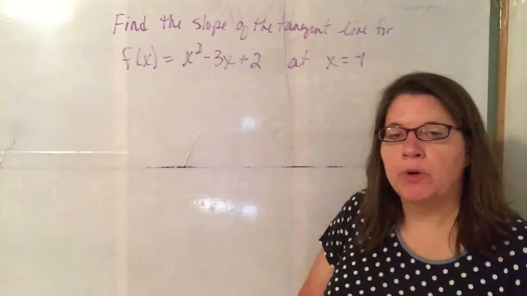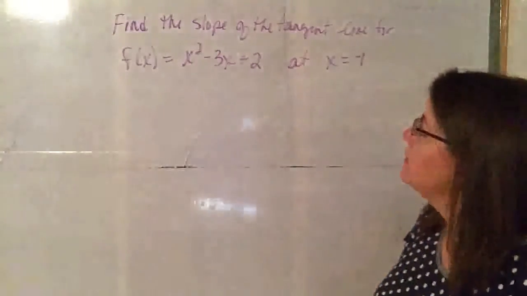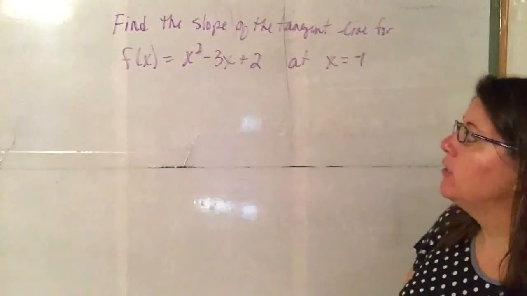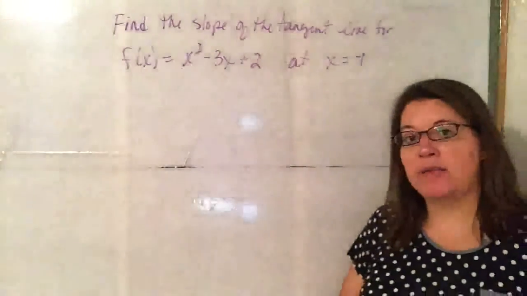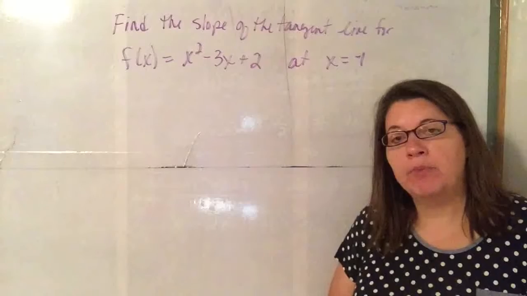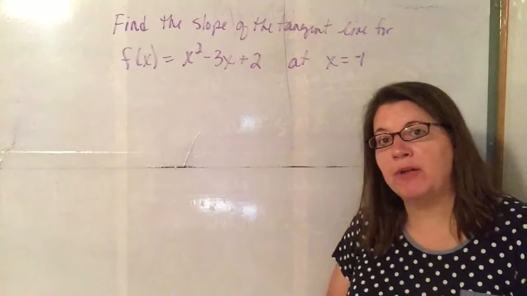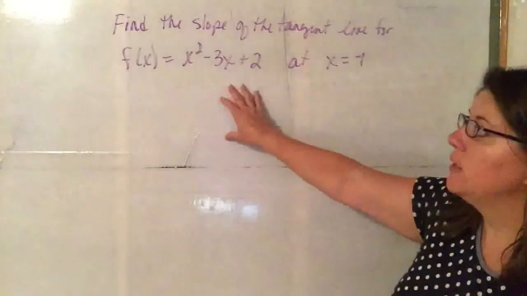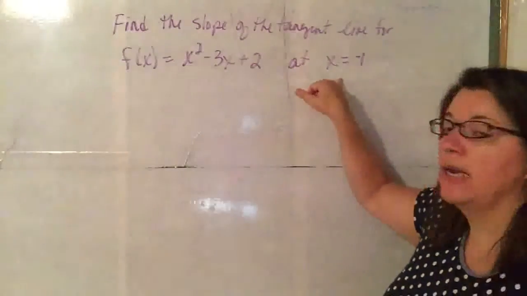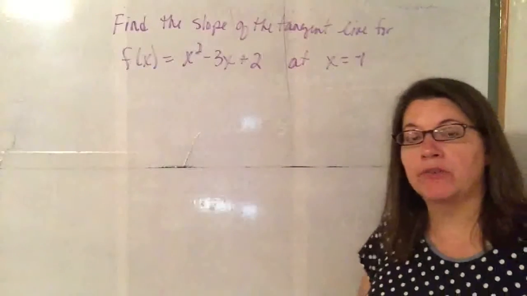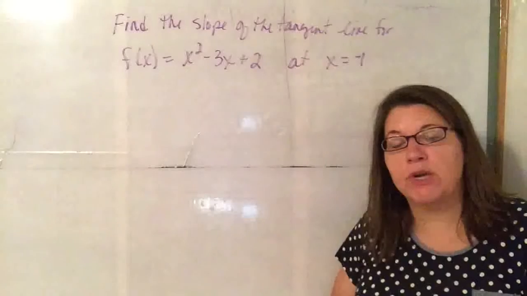Here's another example where you're going to have to use the limit process to find the derivative. It says to find the slope of the tangent line for f of x equals x squared minus 3x plus 2 at x equals negative 1. So go ahead and pause the video, see if you can get this one on your own. You're going to use the limit process to find the derivative. Then once you find that f prime of x, that derivative, you're going to plug negative 1 into that derivative to get the slope of the tangent line. So go ahead and pause the video and see if you can get that done.